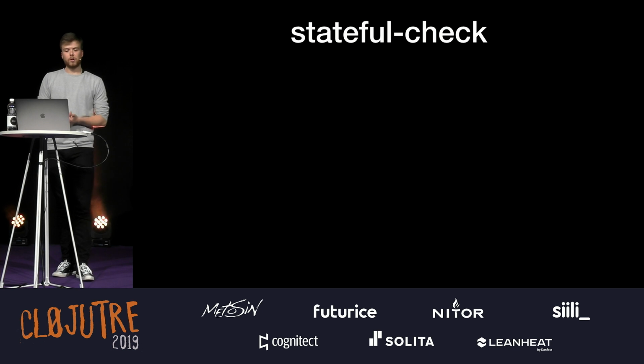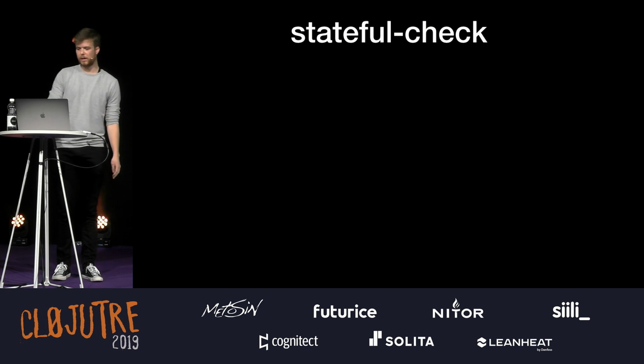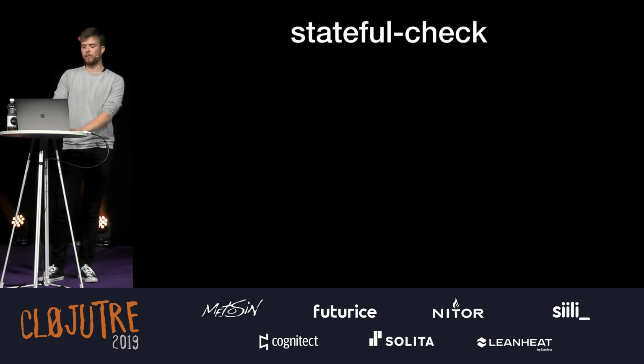So I'm going to use a library called Stateful Check, which is written by Carlo Sancanaro. You don't have to use a library to do stateful property testing in Clojure, but I like to use this library. It does much of the heavy lifting for you when actually running the test, but it requires you to define the commands, how the commands are generated, and how they are run.